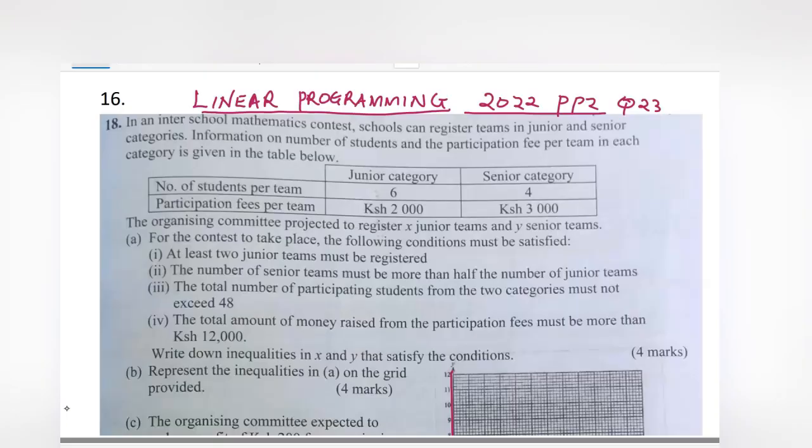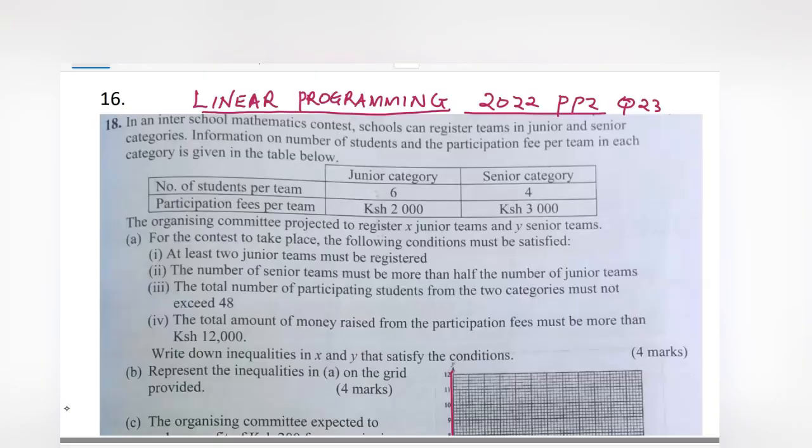This is KCSE 2022 Paper 2 question number 23, linear programming. The question reads: in an inter-school mathematics contest, schools can register teams in junior and senior categories. Information on the number of students and the participation fee per team in each category is given in the table below. We have the number of students per team, both junior and senior categories, and the participation fee per team for both junior and senior.